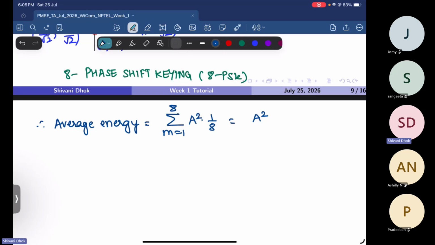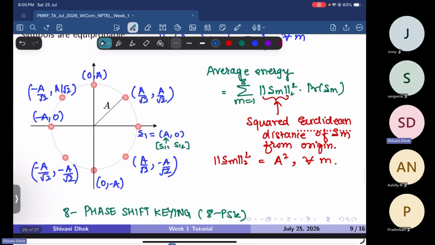So for an MPSK type constellation, where all the constellation points are equidistant from the origin, we have a uniform distance from the origin. In these kind of setups, average symbol energy and the energy of every symbol is same. So that is one of the nice property of this phase shift keying constellation.